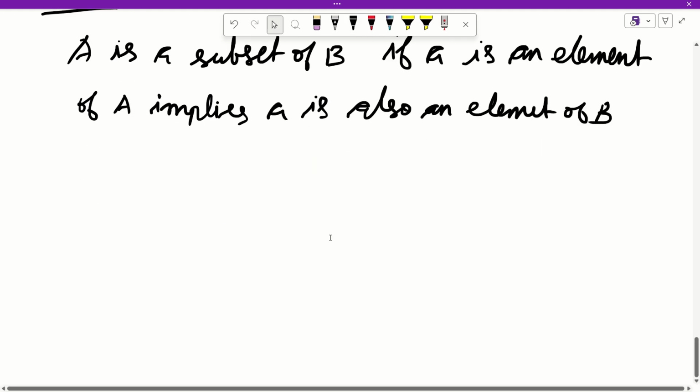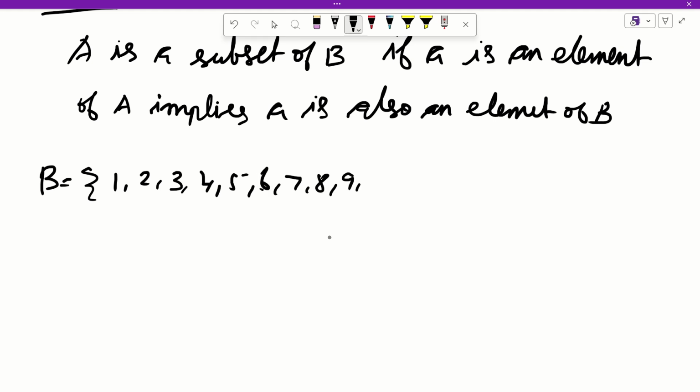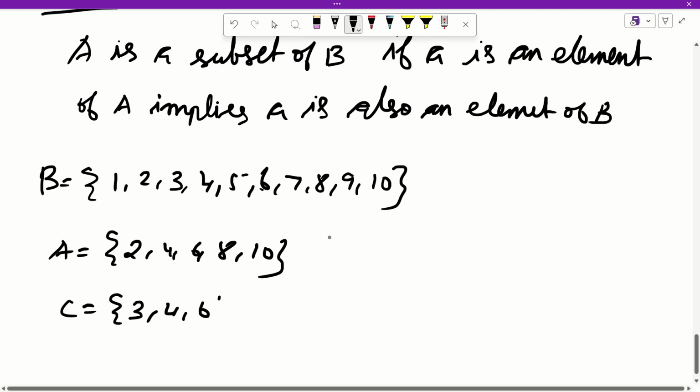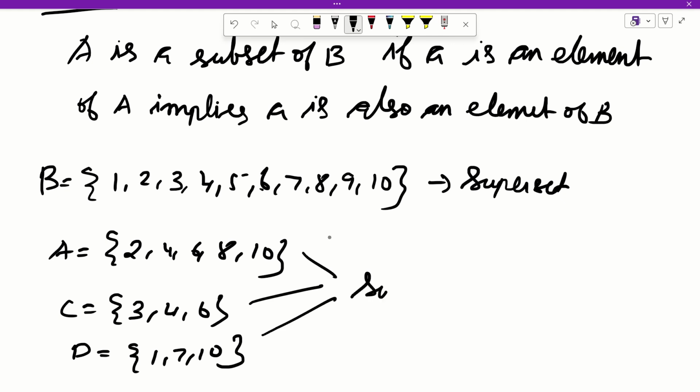Okay, let's see it with the help of an example. Let's say B is equal to the set {1, 2, 3, 4, 5, 6, 7, 8, 9, 10}. Let's say A is the set of even numbers: A is equal to {2, 4, 6, 8, 10}. C is equal to the set {3, 4, 6}, and D is equal to the set {1, 7, 10}. Here, what is B? B is a superset. This A, C, and D are all subsets of B.